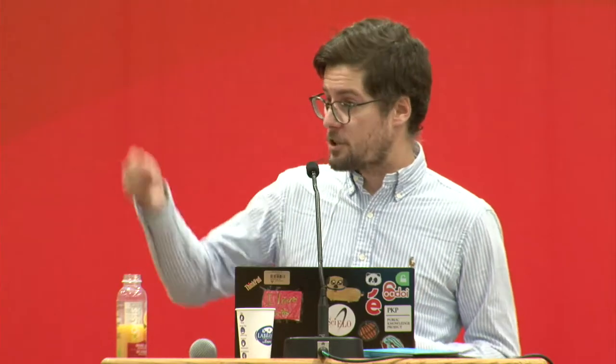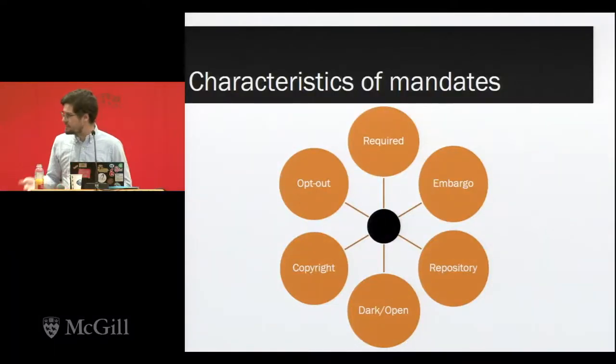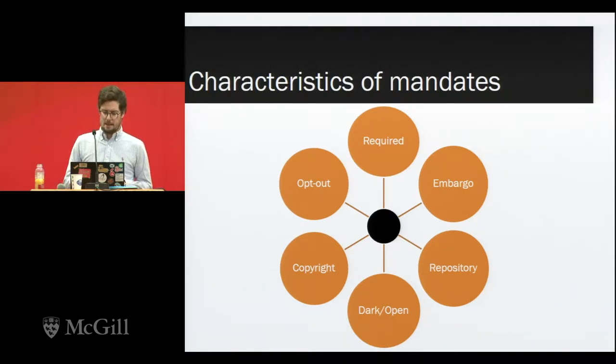Then there's always the case of dark versus open access, where in the case of dark, there's a copy on the institution's server, but it's not available to the community. And then there's the issue of copyright. Who keeps the copyright? Is it the researcher? Do we still grant it to the journal? And then the always very well-discussed opting-out mechanism. Do you actually have to comply, or can you opt out?